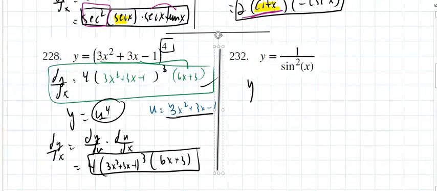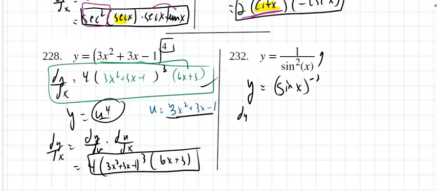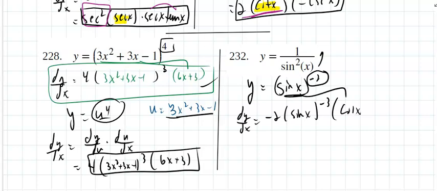Now, if I rewrite this, y equals, and I could say this is the sine of x to the negative 2 power, because I move this up. And when I say what's dy dx, the outsidemost function is a power function. Bring the power down, subtract 1 from the power, times the derivative of the inside, which is the cosine of x. And that would equal negative twice cosine of x over sine cubed of x. And that's the famous chain rule.